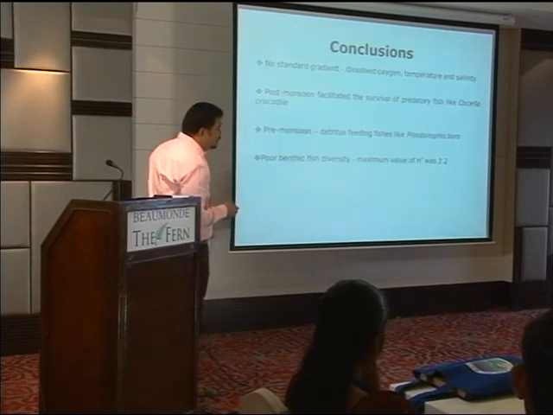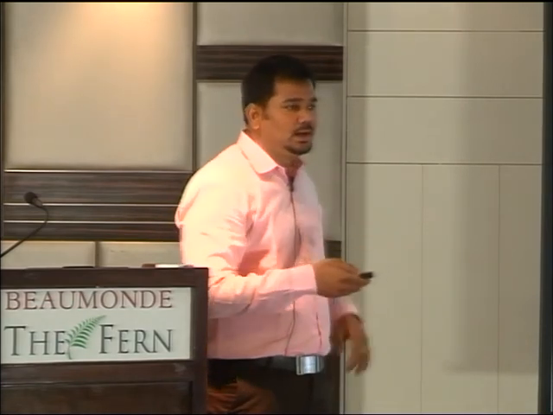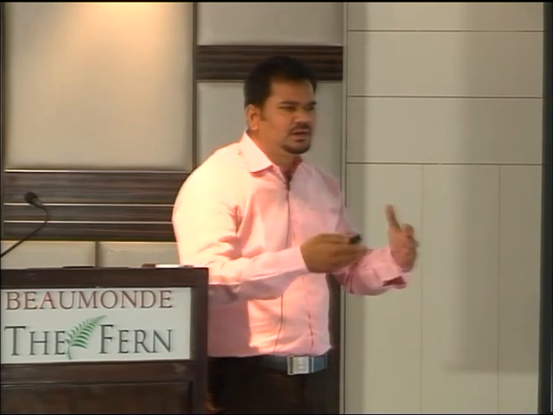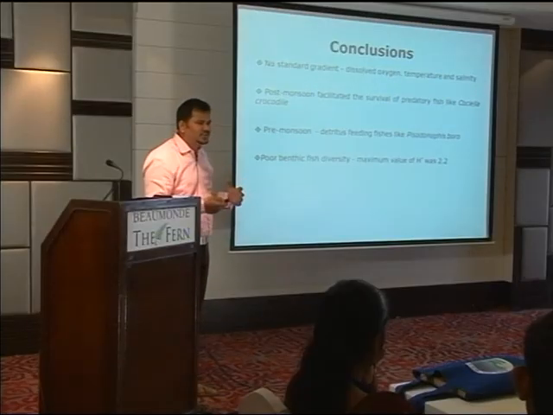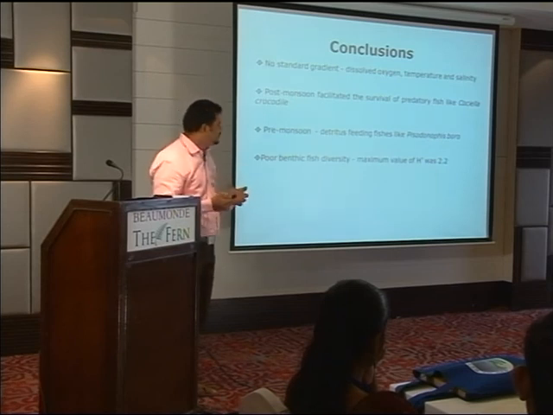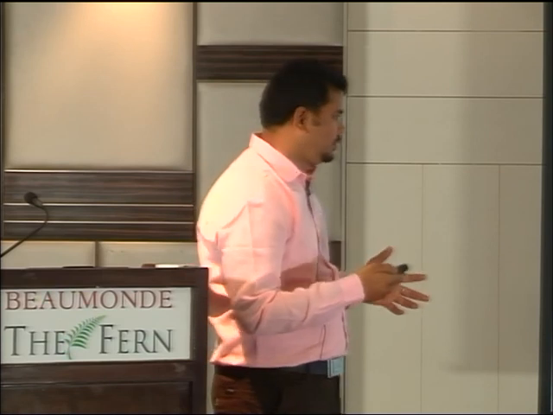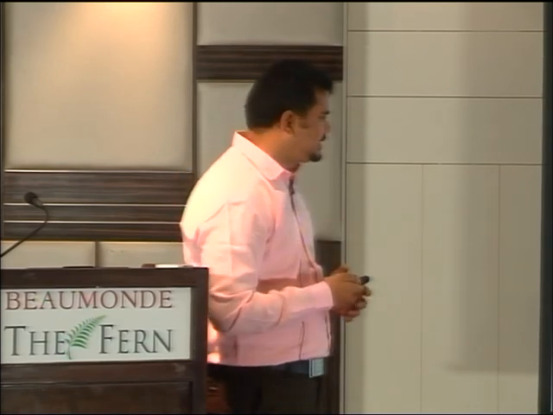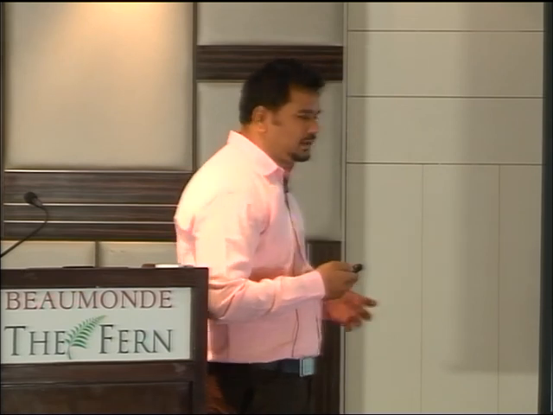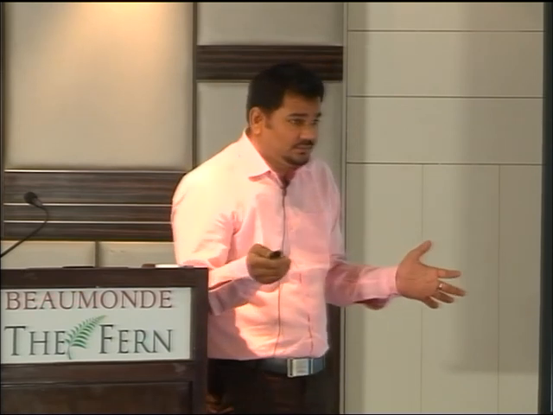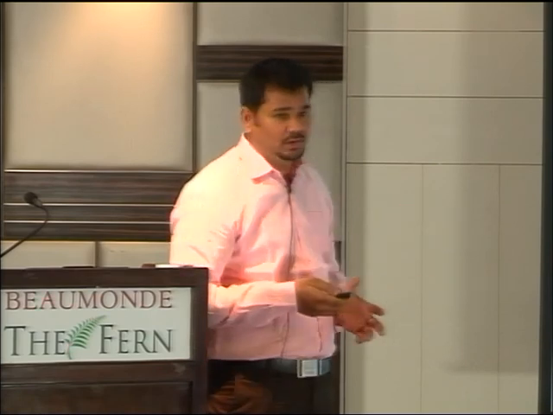The overall conclusions are, as I said, that no standard gradient was observed in the distribution of the hydrographical parameters. This may be due to the irregular mixing of different kinds of sources from the terrestrial ecosystem. The post-monsoon period facilitated the survival of predatory fishes like Cociella crocodilus, whereas the pre-monsoon period facilitated the survival of detritus feeding Pisodonophis boro. Based on the value of H', it can be concluded that the benthic fish diversity of this area is somewhat poor, because the maximum H' value recorded was 2.2.